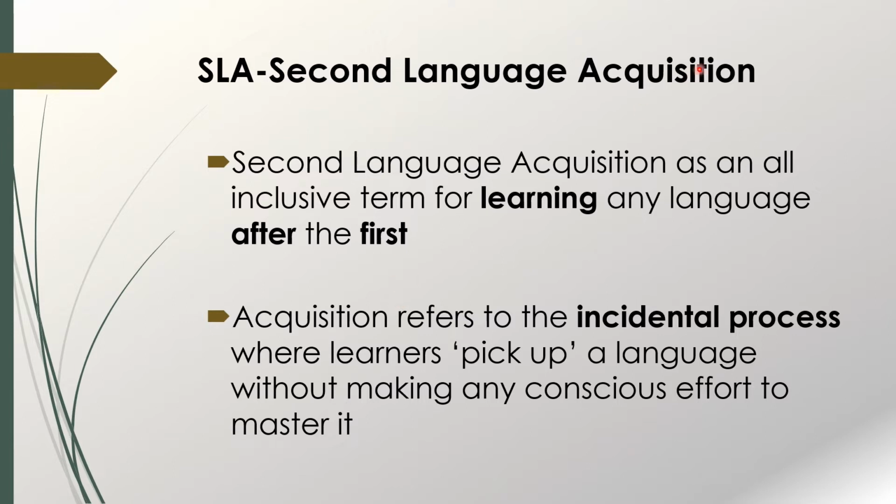And here, the term acquisition refers to the incidental process. Incidental process means when you learn subconsciously, when you do not focus on any particular issue, but still you can learn it. For example, I believe most of you did not go to an institution or a school to learn how to change or wear a dress. You did not go to any institution, but still you can learn, because you learn from a subconscious environment.